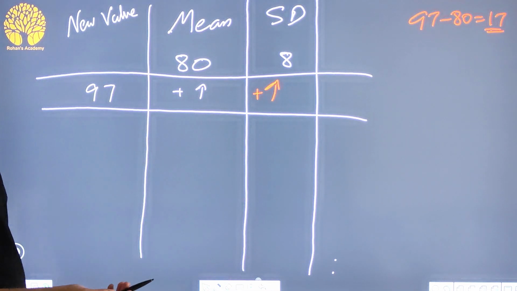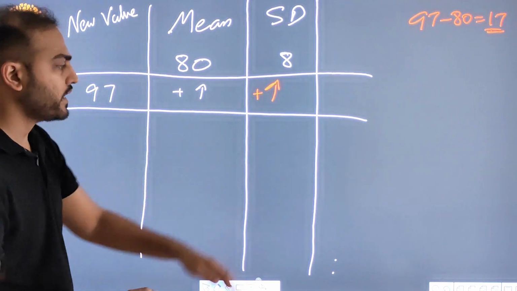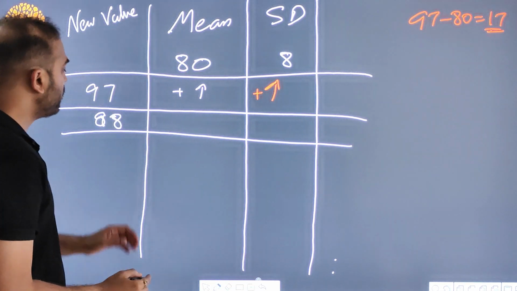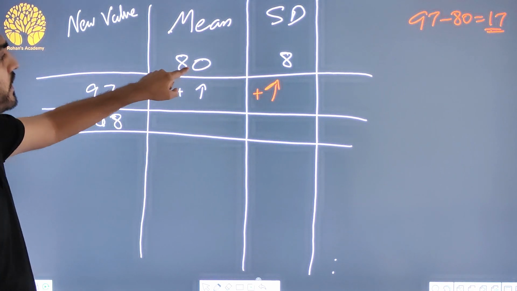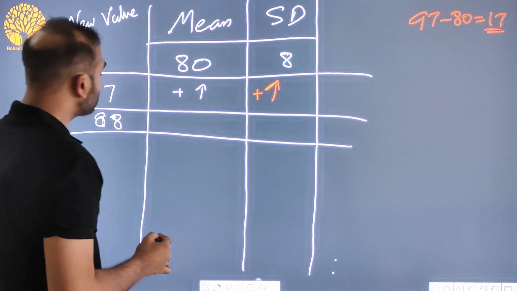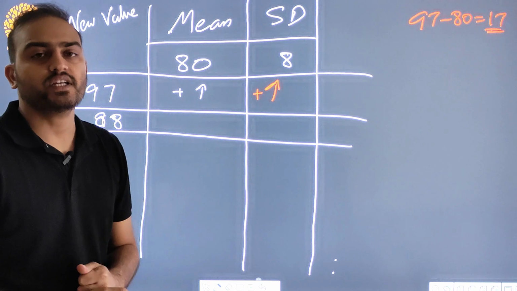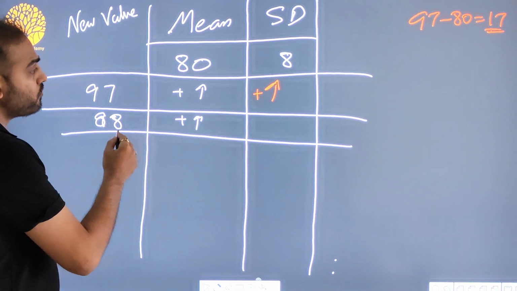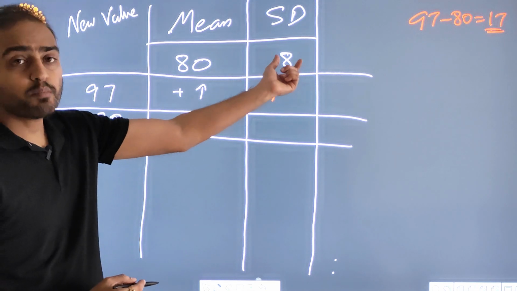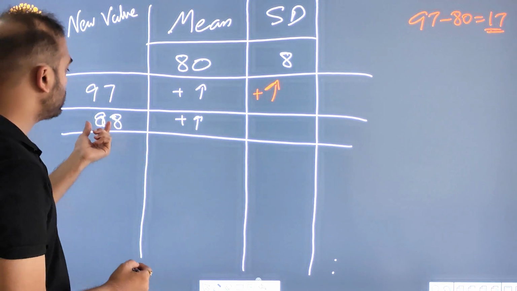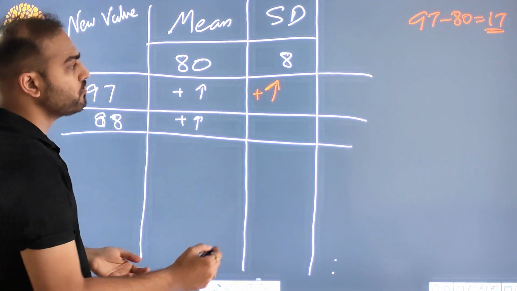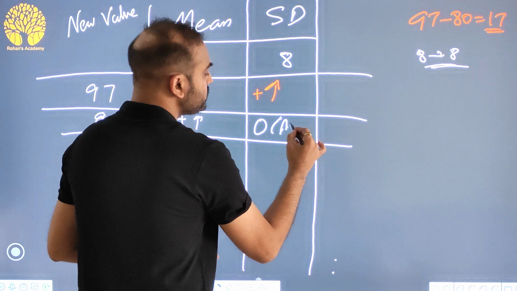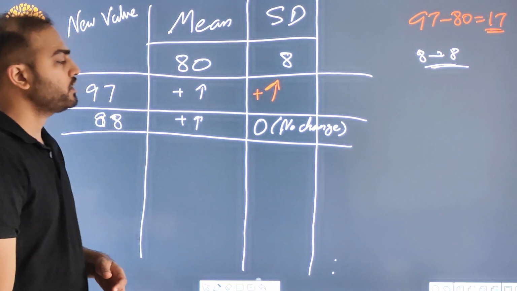If you understand this, now forget this 97. Say the student scores 88. 100 tests, 80 is the average, 8 is the standard deviation. Now think, what if the student scores 88 in the next test? What happens to the mean? It increases. What happens to standard deviation? On an average, the deviation is 8. 88 brings with it a deviation of 8. What will 8 do to 8? Nothing. So there will be no change.